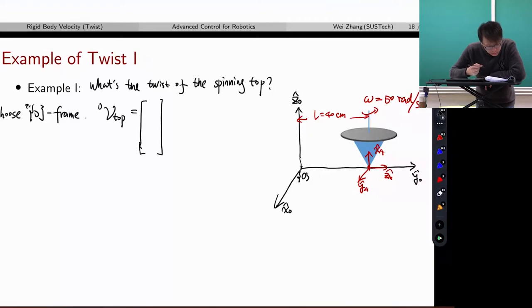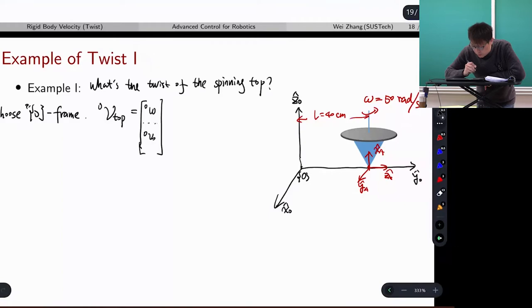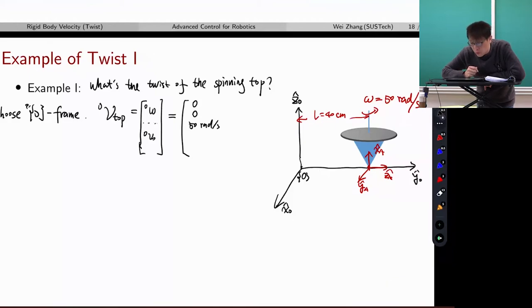We can also choose, let's see. So this will be omega, let's say omega at O frame and the VO at O frame. Okay, now I'm going to ask Daifeng, what is omega in O? Zero, zero, 50 rad per second, right? Well, we can drop the unit, but let's keep it. Is that true, Yinghan? Omega O is this?